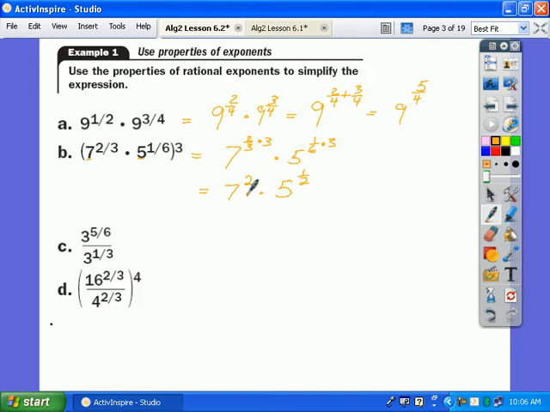In part C, I see that I have both the same bases, 3 to the 5/6 power, 3 to the 1/3 power. So we're going to use the rule of division that allows me to subtract this. So this will be 3 to the 5/6 power minus the 1/3 power. Now, of course, we need a common denominator, so that would be, again, 6. So we get 2 over 6. Okay, so 5/6 minus 2/6. And so we're left with 3 to the 1/2 power.